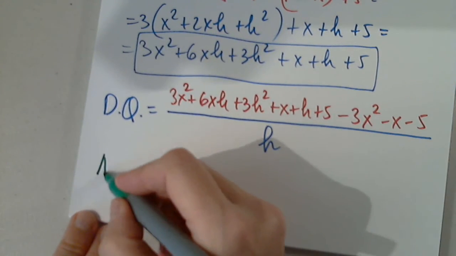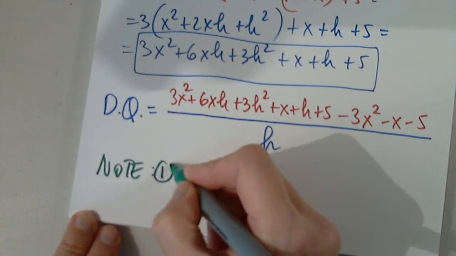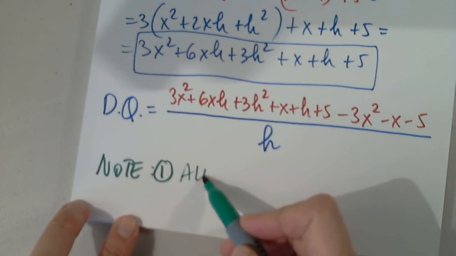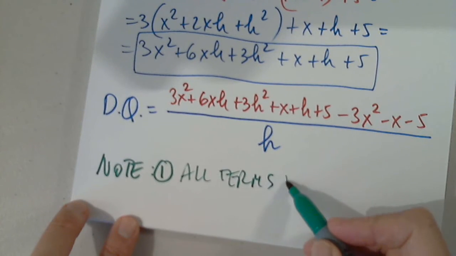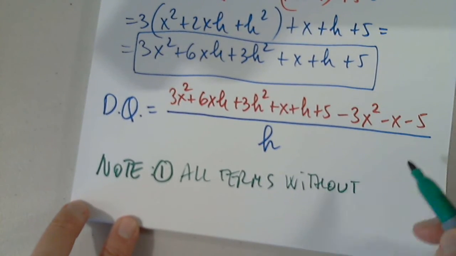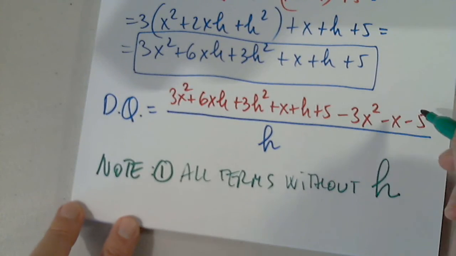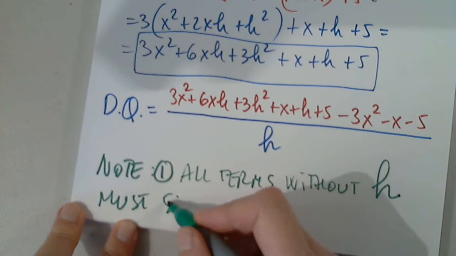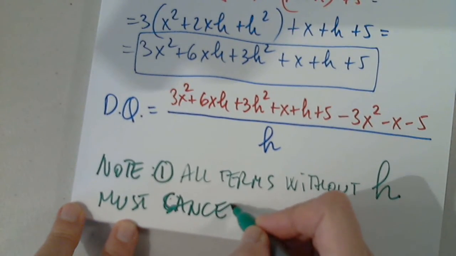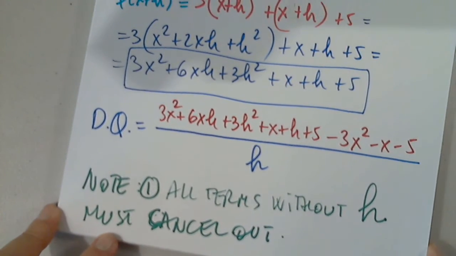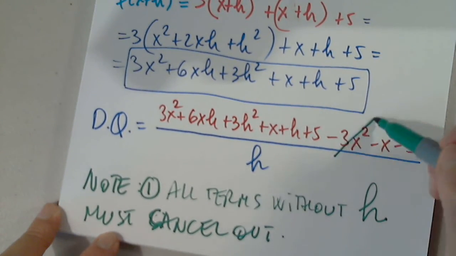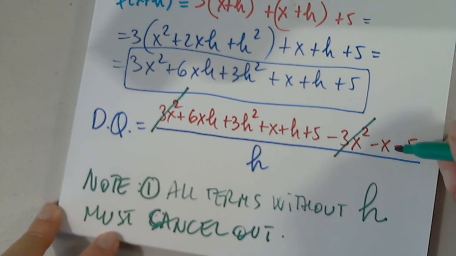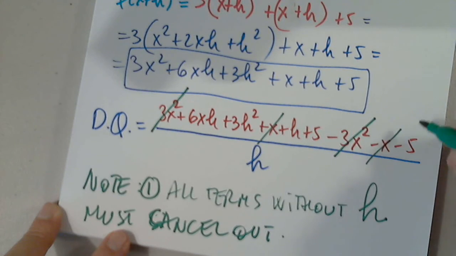I have to write two notes. Note number 1, all terms without h from the numerator must cancel out. Let's see. Negative 3x squared doesn't have h. Does it go away? Yes, it does. Negative x doesn't have h. Does it go away? Yes, it does. Negative 5 doesn't have h in it. Does it go away? Yes, it does.